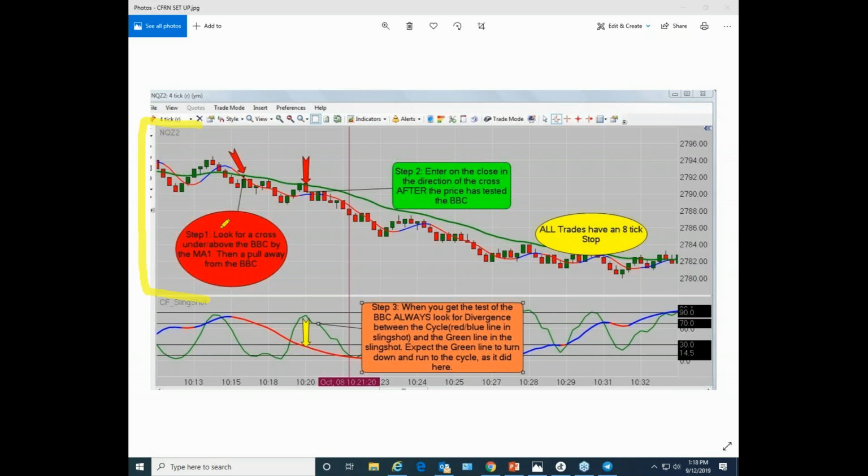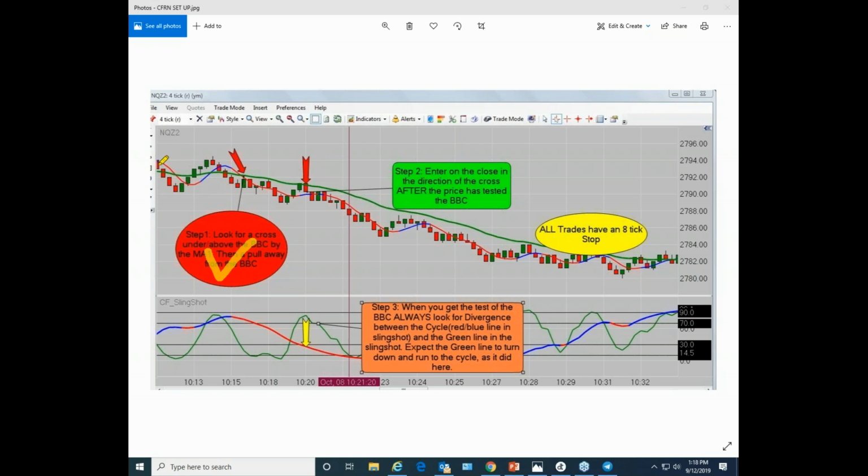All right, so some buzzwords that you'll hear. This red and blue line is referred to as the MA1. Nothing fancy about it. The green line is referred to as the BBC. That is short for bullish and bearish cross. Together, the MA1 and the BBC make up step number 1, which is this.